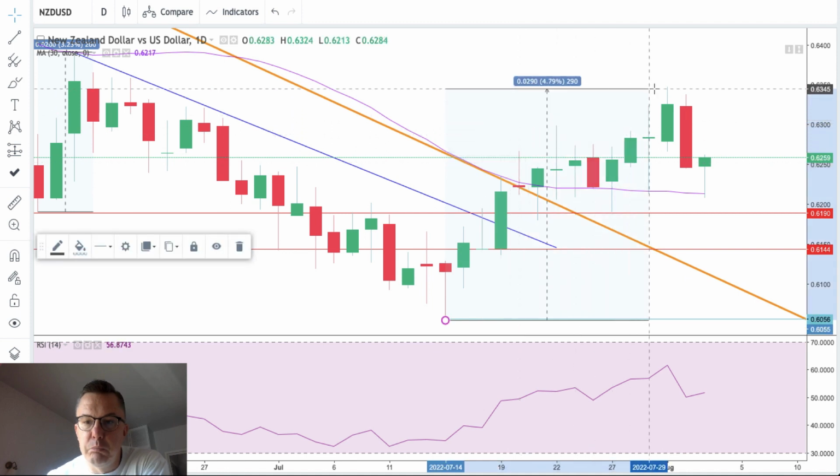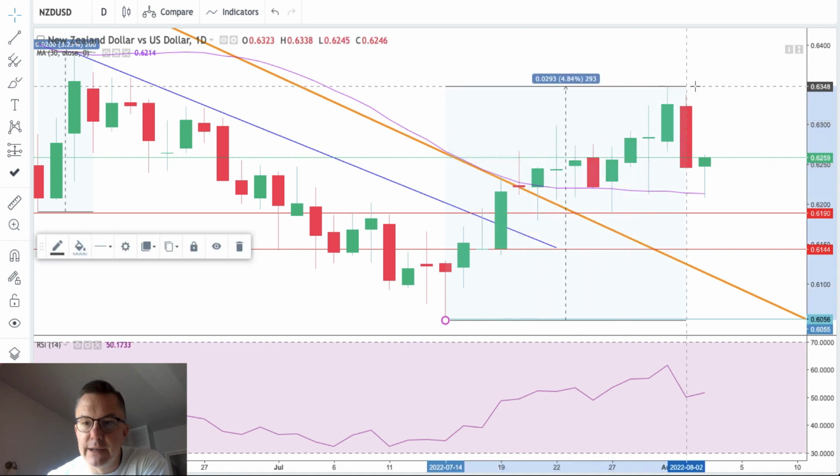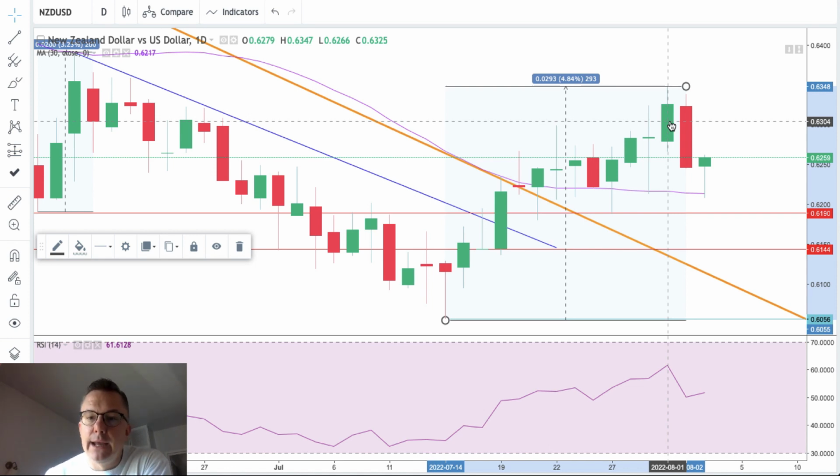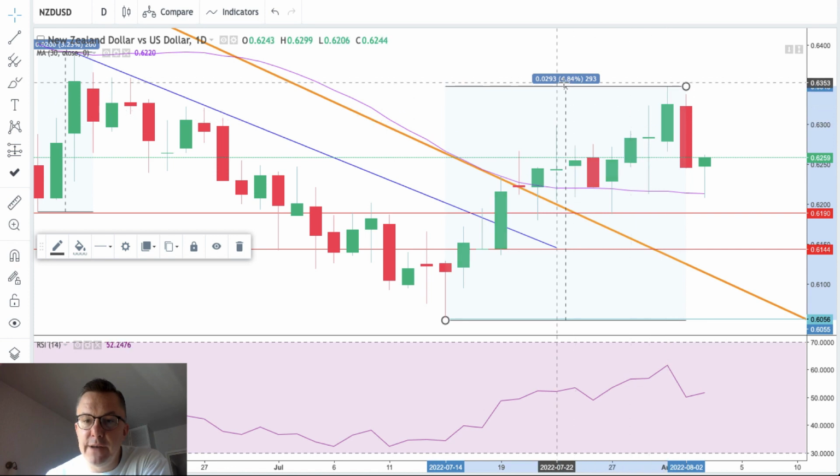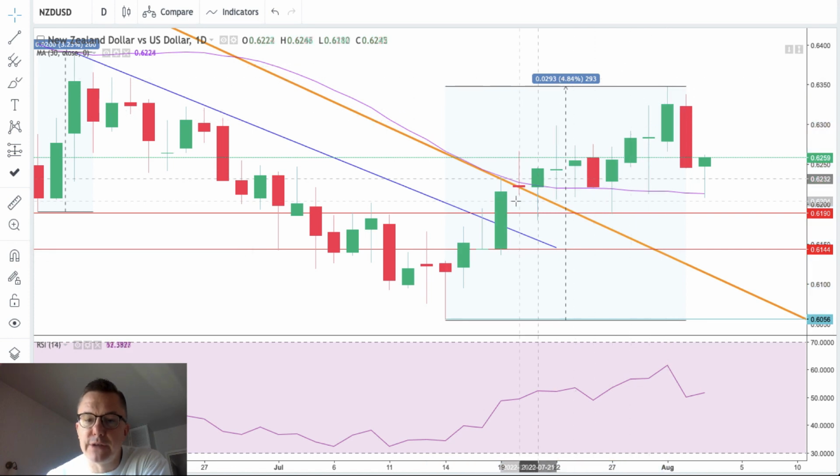We bounced towards the level of 6,347, and this is almost 5% of a bounce from the lows of 6,056 pips. We are still trading above the 30-day moving average because this is a daily time frame chart, but we have a bearish engulfing pattern, a clear bearish engulfing pattern.